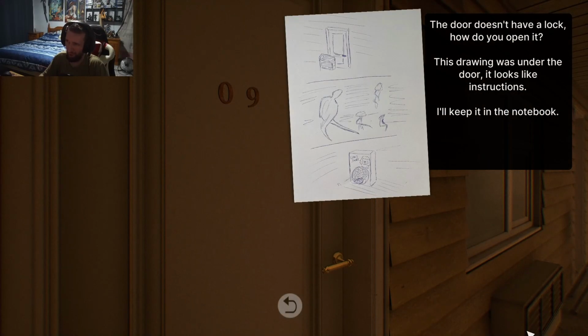The door doesn't have a lock. How do you open it? This drawing was under the door. It looks like instructions. I'll keep it in my notebook. Okay, so that looks like the door, but there's that bin next to it. This, I think we saw in the office. It was one of the paintings there. And then this was the cereal box that we saw inside the pantry.